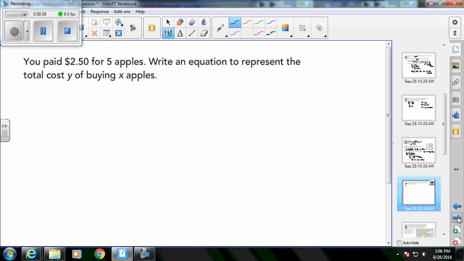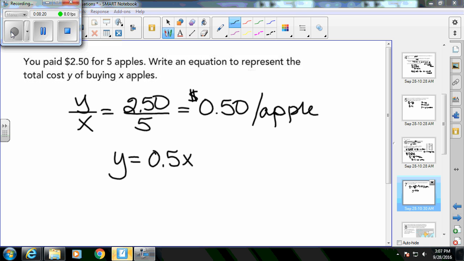You paid $2.50 for 5 apples. Write an equation to represent the total cost y of buying x apples. Again, try this one on your own. I divided it up to find my constant of proportionality to be 0.5, so 50 cents per apple. So my equation is y equals 0.5x.